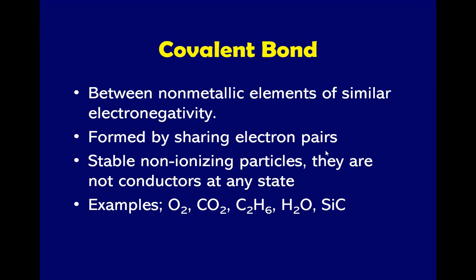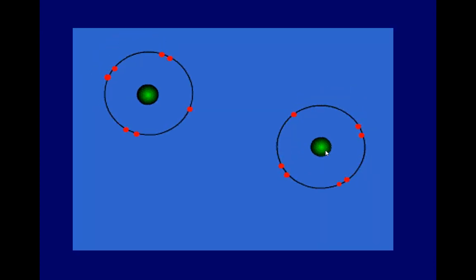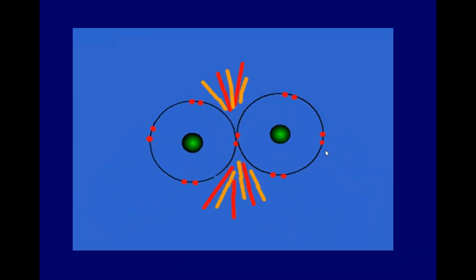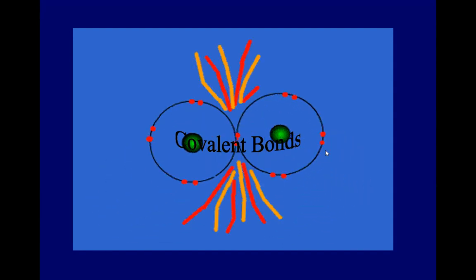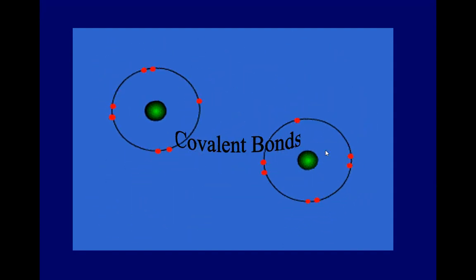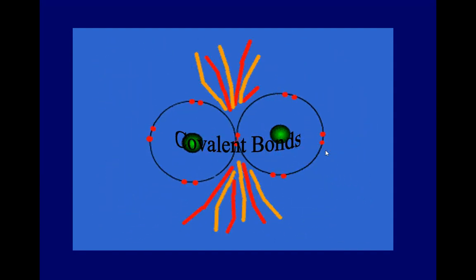So, we have an example. We have O2, oxygen, di ba? CO2, carbon dioxide, C2H6, water or H2O, and silicon carbide. So that's how covalent bonding works. So we will discuss further in video number 5.